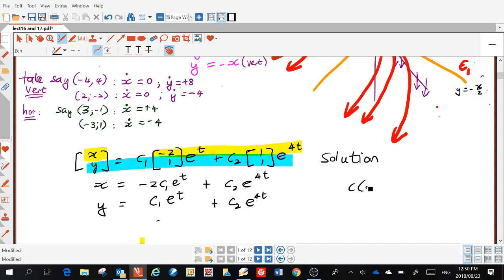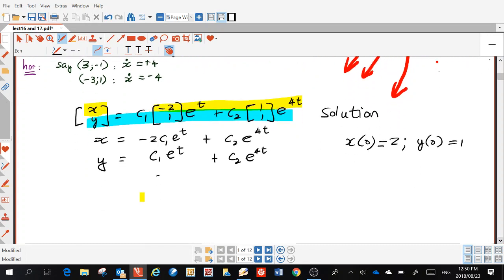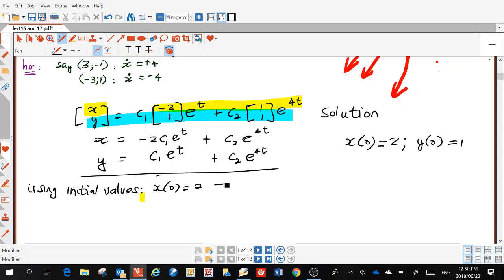What did I say? x of naught is 2. y of naught is 1. Let's just use that. Let's see if that helps in any way. Using initial values, x of naught equals 2, that implies minus 2c1 (e to the naught is 1) plus c2 equals 2.